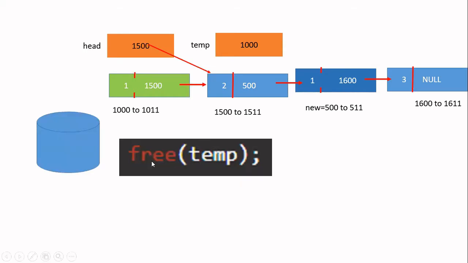Free is a function. To this function, you have to pass the starting address of this block, which you want to delete. The starting address of this block is 1000. That is available in temp. Previously, it was in head. Now it is not in head. It is available in temp only. So I have to call now free of temp.